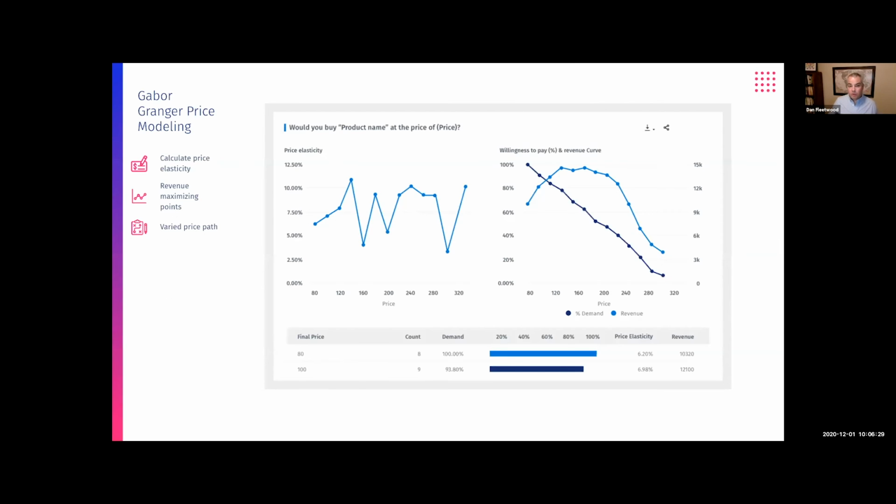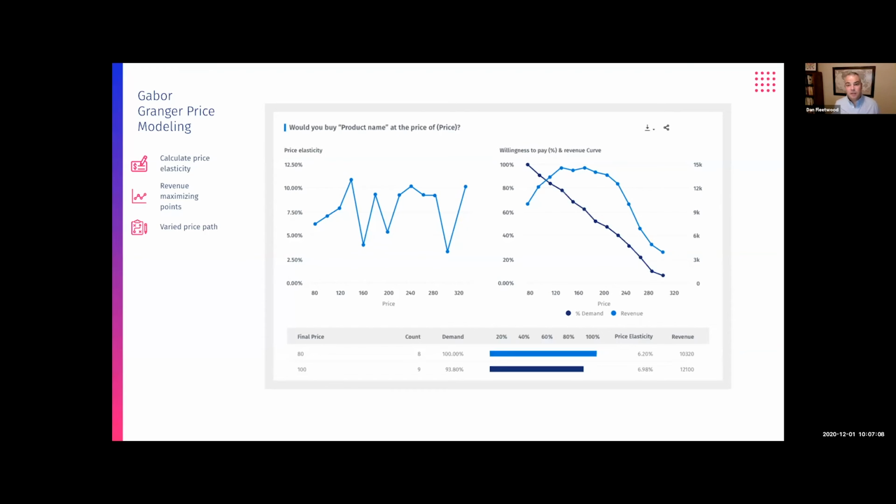So really, with Gabor Granger, the aim is to measure the elasticity of demand and to find the revenue maximizing price points. And we've helped out a video game provider reset their standard pricing for add-on items, and they weren't charging enough for some of these things. By doing this Gabor Granger price modeling of essentially asking, would you be willing to buy a product at, let's say, $100? Then the next question would be, would you be willing to buy this product at $200? And if they say no, then you kind of go back and so on.